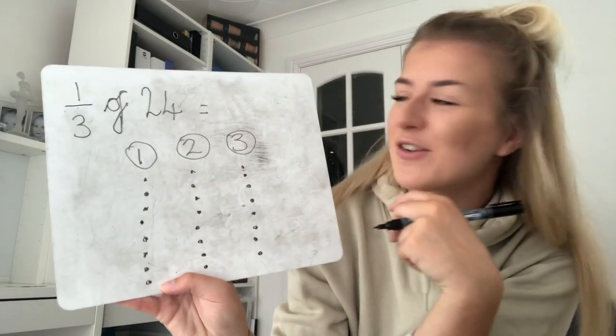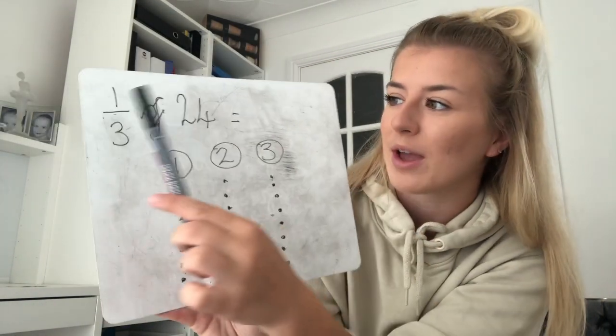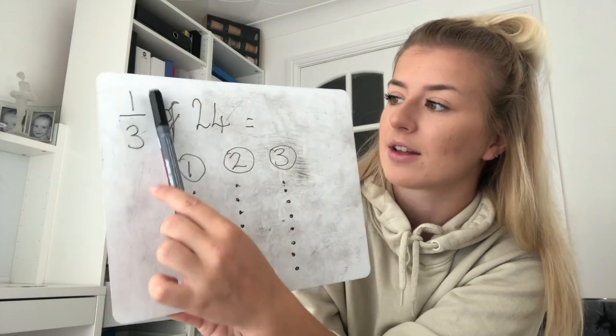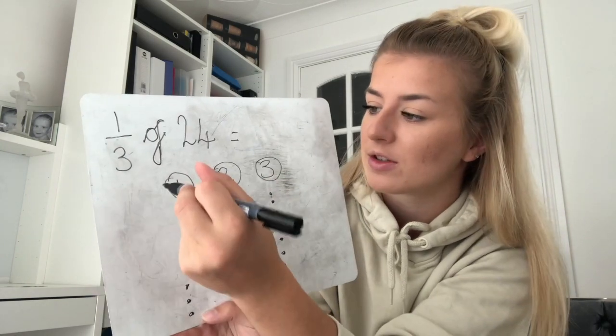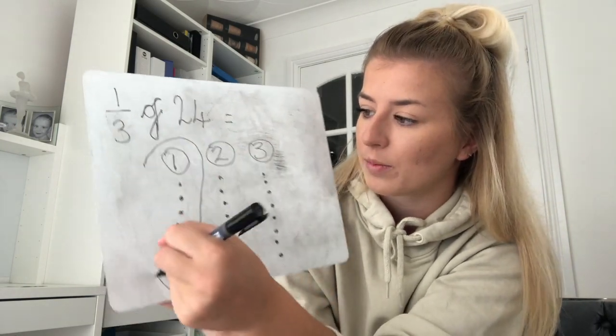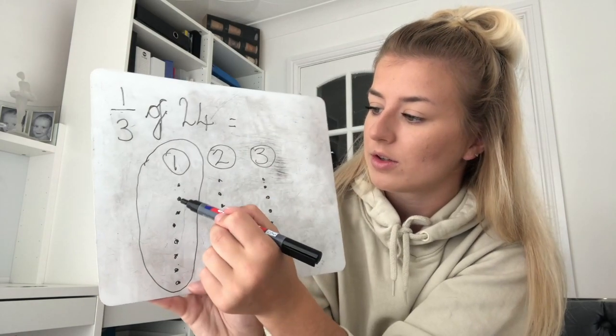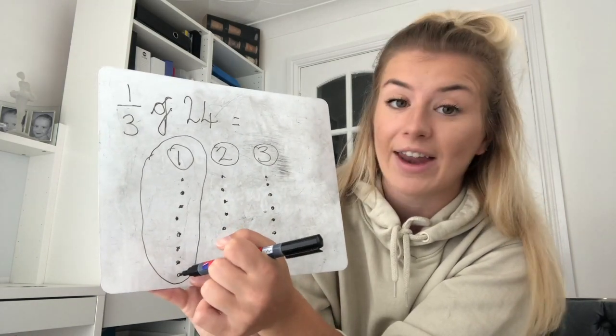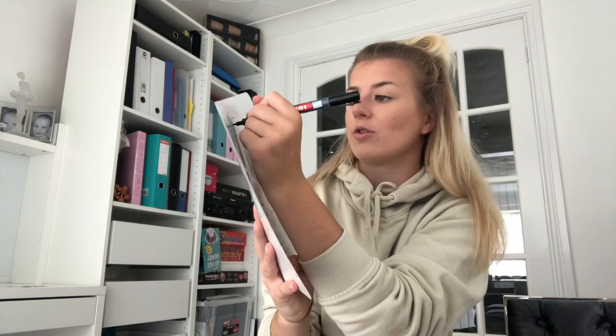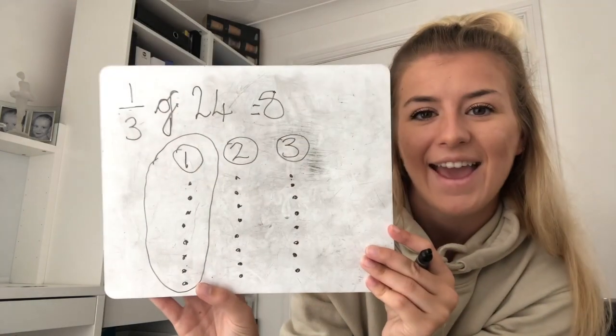Okay, so 1/3 of 24. Okay, let's have a look at the top number. That's our number of parts we need to look at. So I'm going to circle 1 group. 1, 2, 3, 4, 5, 6, 7, 8. 1/3 of 24 is 8.